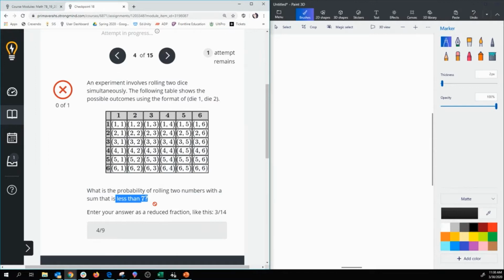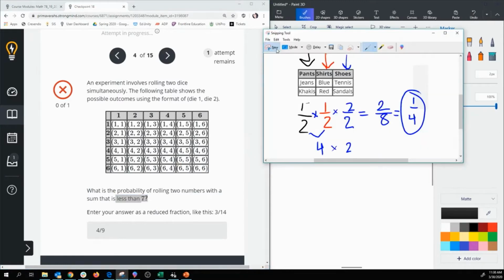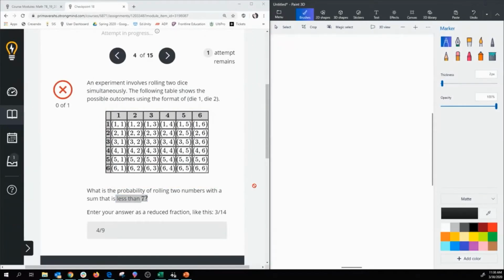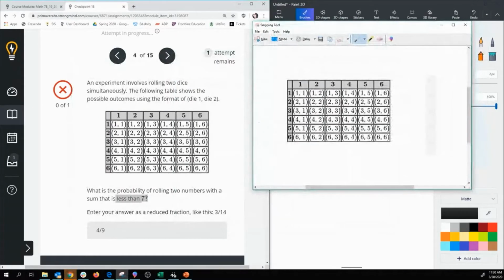5 or 6, right? It could also be 4, 3, 2, or 1, like Dawson has, right? Because all of those numbers would be less than 7. Perfect. So let me do this because I think this will help. Just write on this table. Alrighty.